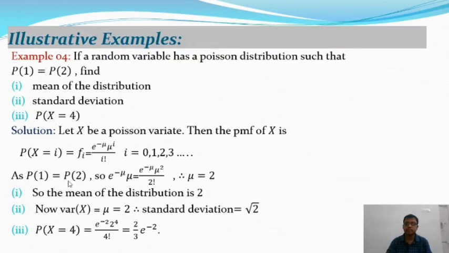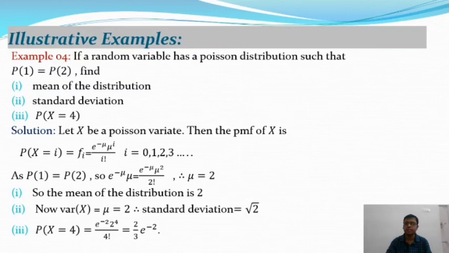So this is given. So e to the power minus mu into mu is equal to e to the power minus mu into mu square by 2 factorial. At x equal to 1, the Poisson distribution reduces to e to the power minus mu into mu to the power 1 by 1 factorial, and at x equal to 2, it gives e to the power minus mu into mu square by 2 factorial. After simplifying this equation, we get the value of mu, and mu is equal to 2. So the mean of this distribution is 2, and the variance as well.